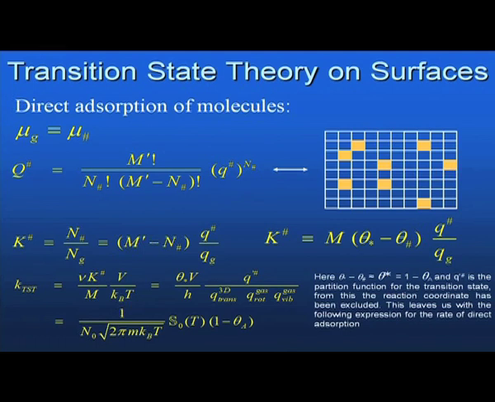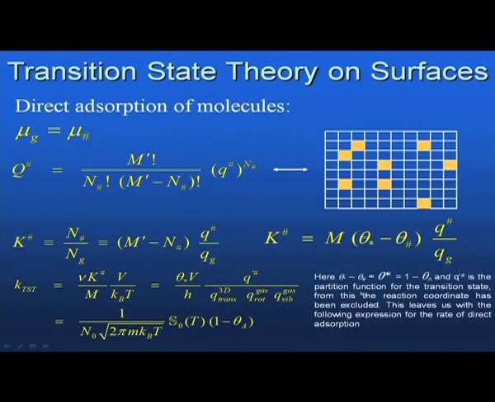Okay. And also out of this we have to take out one mode which is responsible for this movement. Okay. So, here theta star minus theta dagger is close to theta star, which is equal to 1 minus theta a as usual, and Q prime double dagger is the partition function of the transition state. From this the reaction coordinate has been excluded.